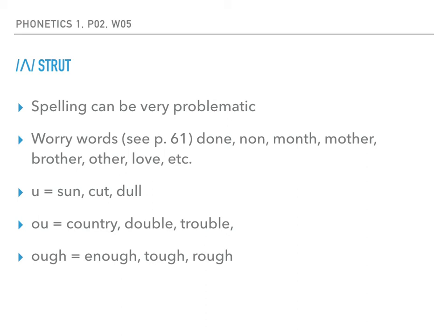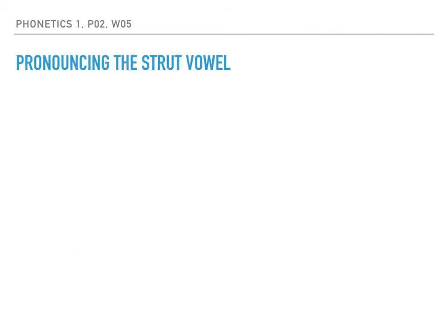So the most common spelling is with the U, as in sun, cut, and dull. But then we also have the OU and the OUGH, and a big one is country. For some reason, there are a lot of people in the Netherlands that find country a very difficult word to say, probably because of the word count, which uses a completely different vowel. And we also have words like enough, tough, and rough. So the strut vowel is spelt in a variety of ways with different letters, and we really have to focus on the noise. But the noise can also be very tricky for Dutch speakers.